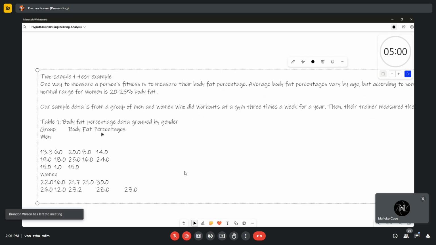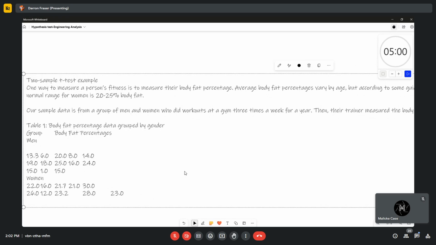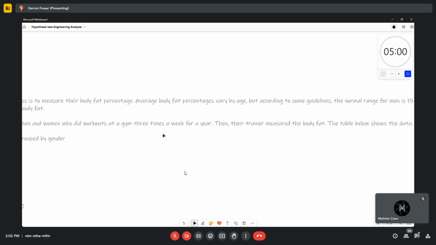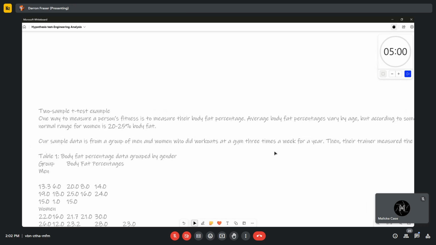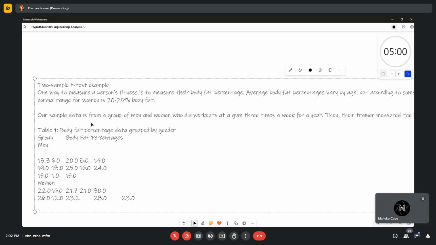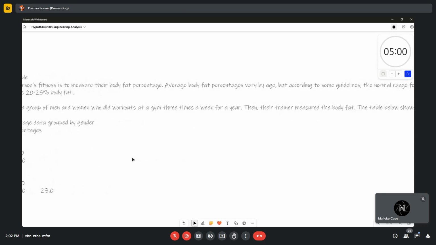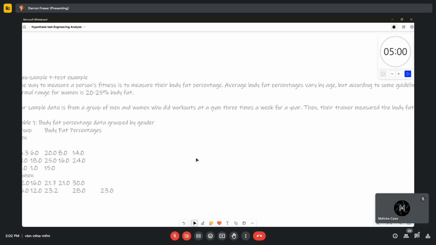What is not obvious here is what the question is. They want to measure, one way to measure a person's fitness is to measure percentage body fat. Average body fat percentages vary by age, but guidelines say that the normal for men is 15 to 20%, and for women is 20 to 25%. They give data from men and women who work out 3 times a year.